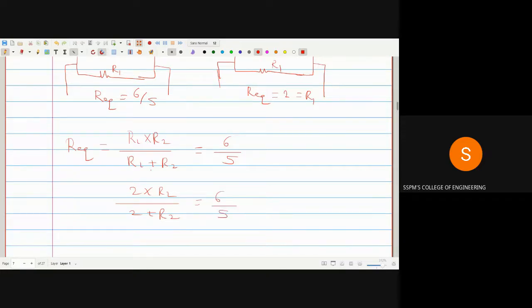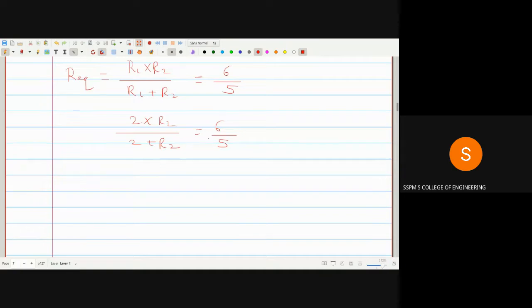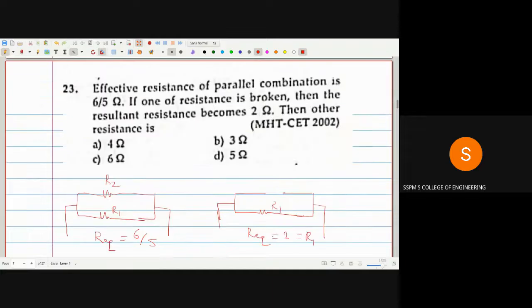आता हे सॉल्व करायचं. क्रॉस मल्टिप्लिकेशन घ्या. 10 into R2 is equal to 12 plus 6 R2. 4 R2 is equal to 12. So what is R2? 12 divided by 4 is equal to 3 ohm. आन्सर 3 ohm येणार. ऑप्शन बघा इथे काय आहे, 3 ohm आहे, ऑप्शन बी.